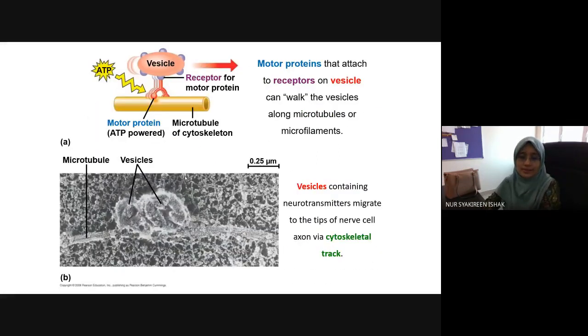Alright. So this is another diagram. Yang ni saya tambah. Okay, so here you have the vesicle, and the membrane of the vesicle will have receptors. The function of this receptor protein is to attach to the motor protein. The motor protein will then attach to the microtubules. So in order to allow the vesicle to move along the microtubule, it requires energy from ATP. From this diagram, as you can see, this is actually a vesicle that moves along microtubules observed under a microscope. This is observed from the axon of a neuron.